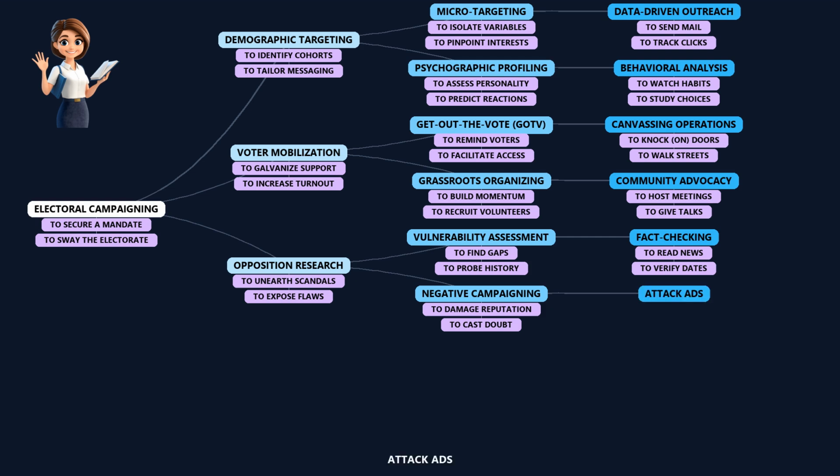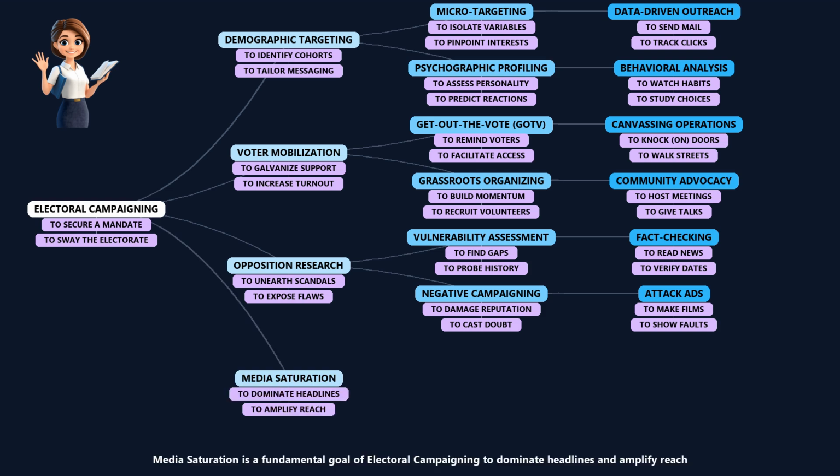Attack ads. To win, a team will release attack ads to make films and show faults of the opponent on every TV screen. This means creating a scary movie about the rival so that people are afraid to vote for them.